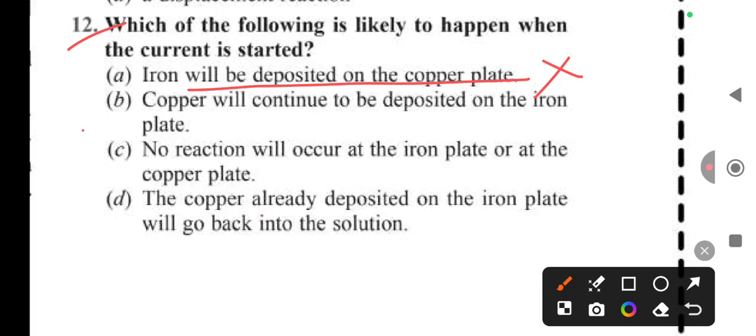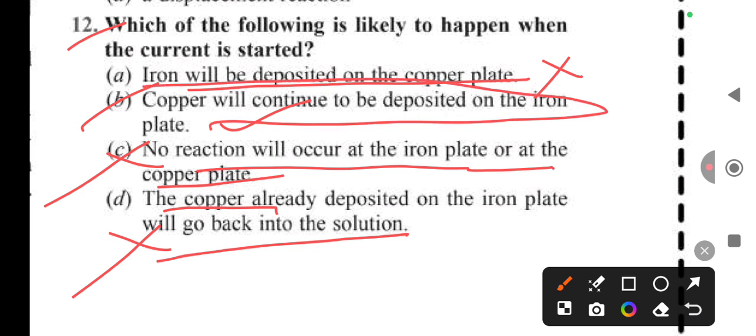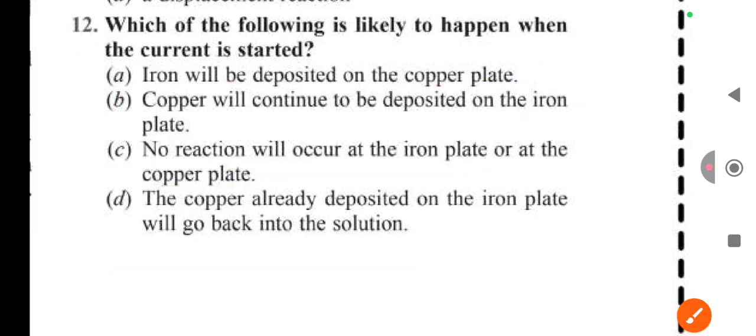Second option: copper will continue to be deposited on the iron plate. Definitely it is correct, already given in the question. No reaction will occur at the iron plate or at the copper plate. Reaction has taken place, you have just seen that a reaction has happened, so it is wrong. The copper already deposited on the iron plate will go back into the solution. No, it is also a wrong option. So, a very easy question. In the question statement it is already given that copper has deposited on the iron plate.